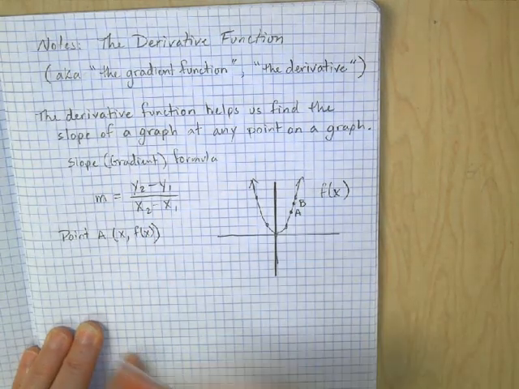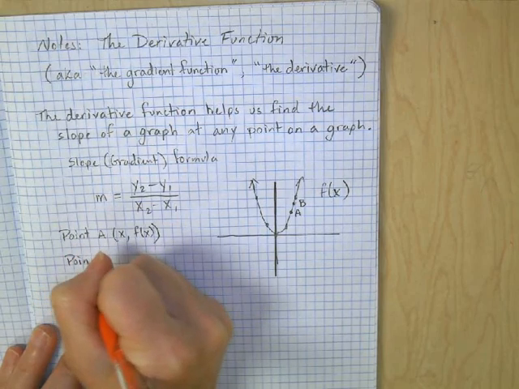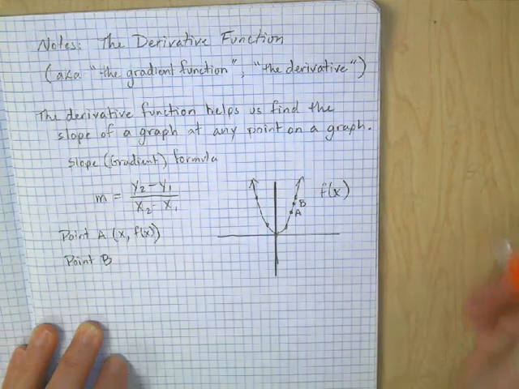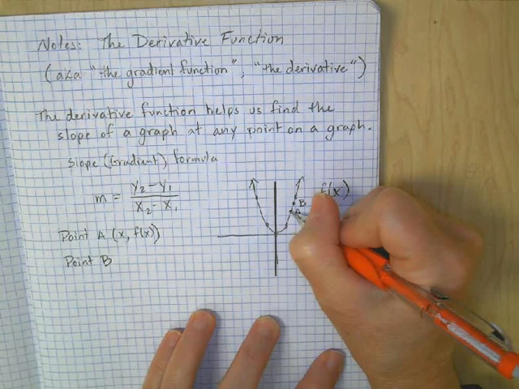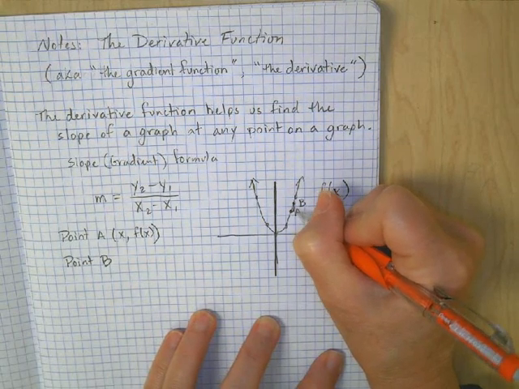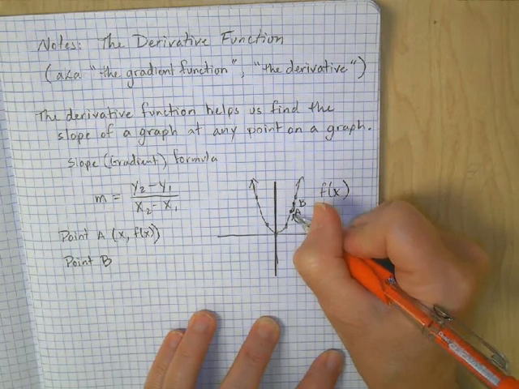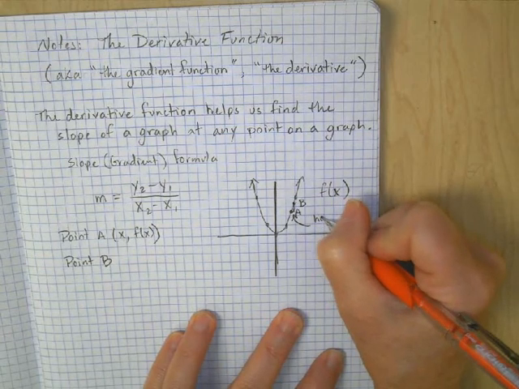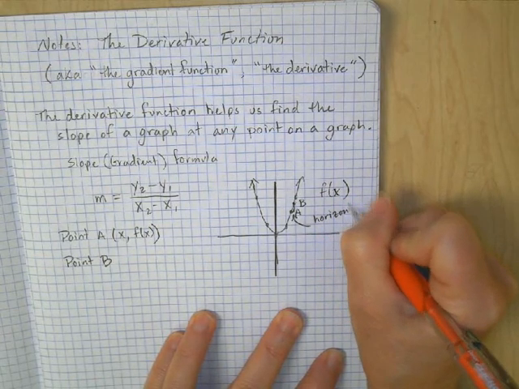And then point B is very close to point A, so the horizontal distance between A and B, that horizontal change, we're going to call H.